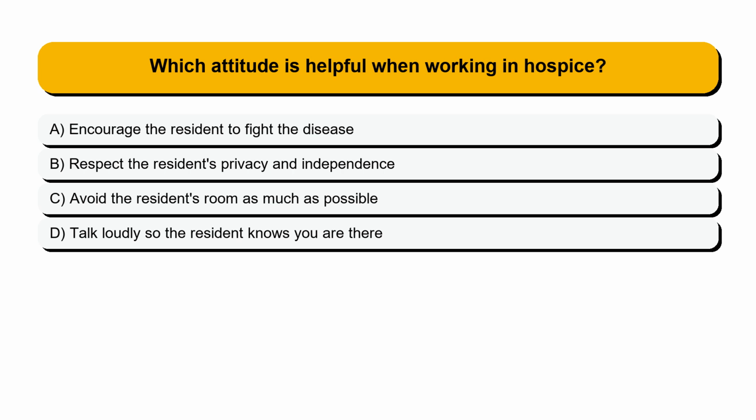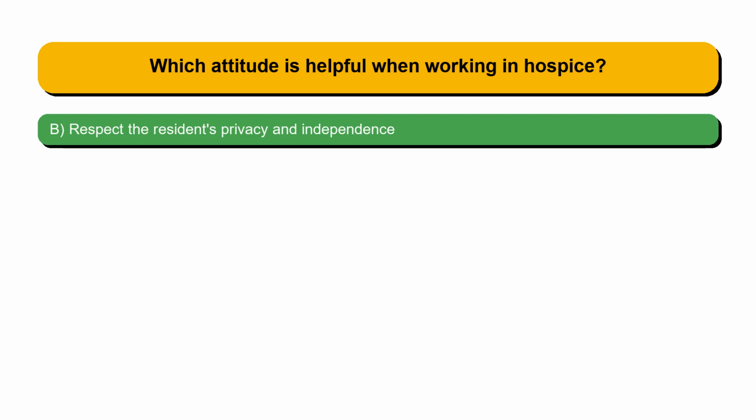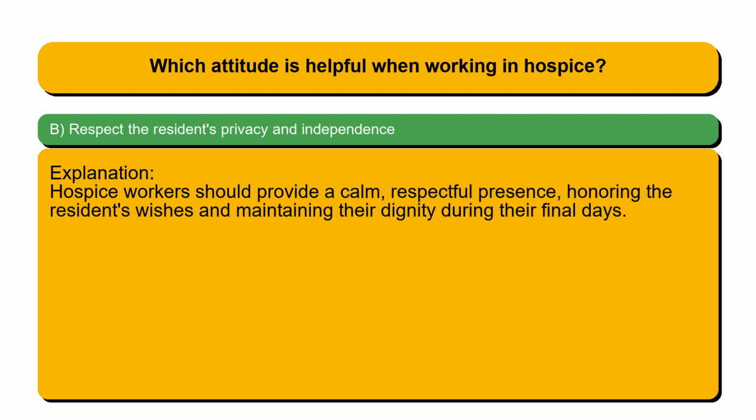Question 20. Which attitude is helpful when working in hospice? Option A, encourage the resident to fight the disease. Option B, respect the resident's privacy and independence. Option C, avoid the resident's room as much as possible. Option D, talk loudly so the resident knows you are there. The correct answer is option B, respect the resident's privacy and independence. Hospice workers should provide a calm, respectful presence, honoring the resident's wishes and maintaining their dignity during their final days.